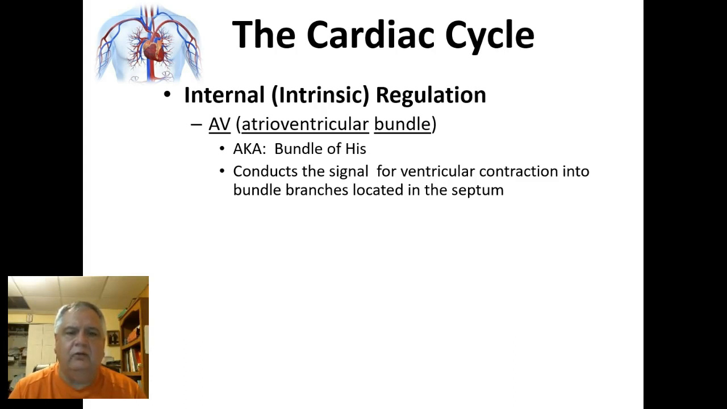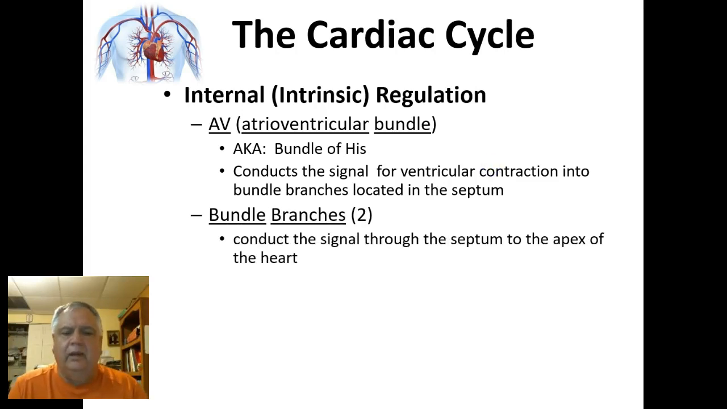The job of the AV bundle is to conduct the signal now for ventricular contraction from the AV node into structures called the bundle branches. And these bundle branches are processes or appendages, extensions that are located within the septal wall itself. There are two bundle branches, and the bundle branches, as we mentioned, will conduct the signal through the septum down to the apex of the heart, that conical tip of the heart.